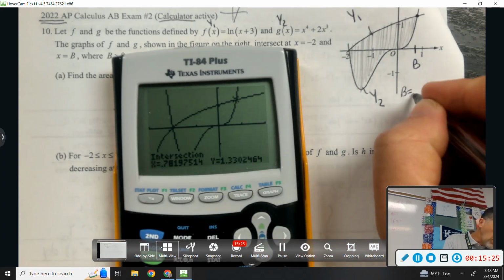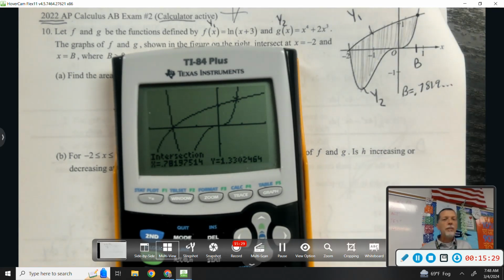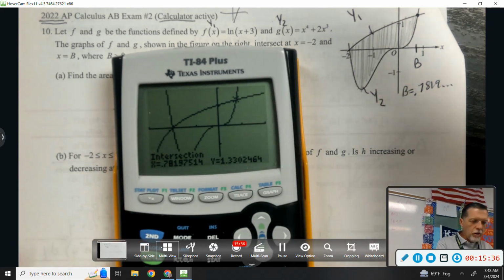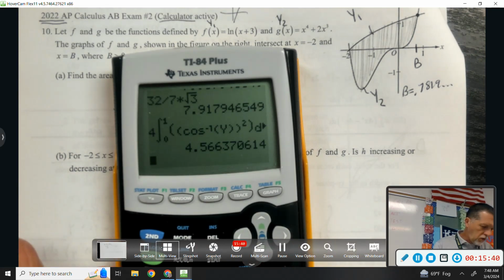So b equals 0.7819... I'm going to store that as b because obviously I need it here, and my guess is I'm probably going to need it more when I start rotating or whatever else they want me to do here. So I'm going to store that as b. And remember, if you exit to the main screen and hit store, it knows you want that value.